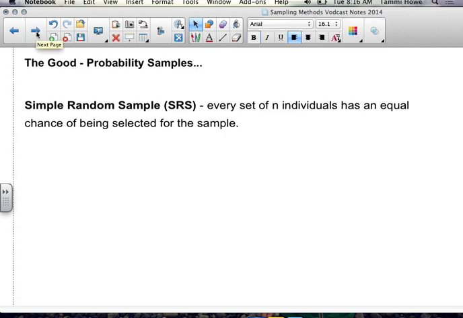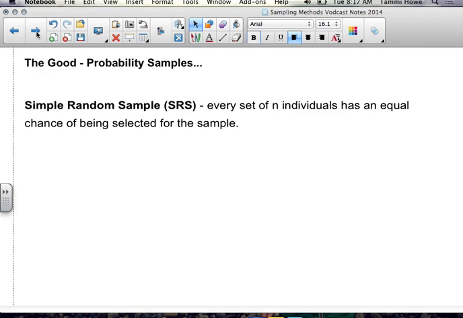Okay, so some good sampling. What we want is probability samples, and so we're going to look at a few probability samples. The first one is a simple random sample, and that's where every set of n individuals has an equal chance of being selected for the sample.